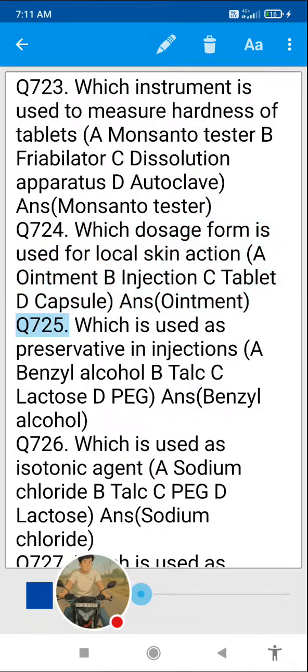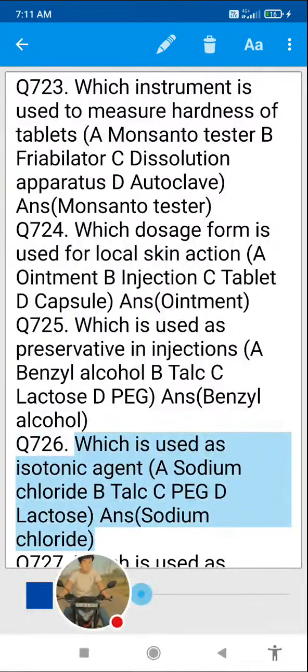Q725. Which is used as preservative in injections? A. Benzyl alcohol. B. Talc. C. Lactose. D. PEG. Ans. Benzyl alcohol.